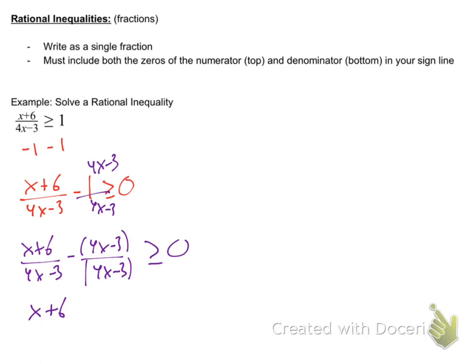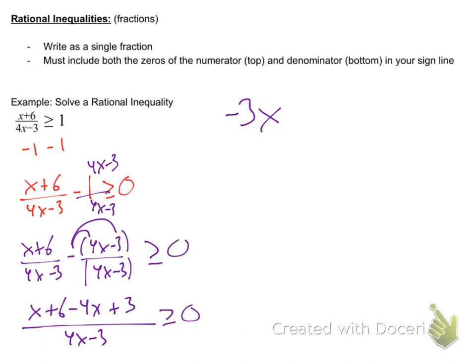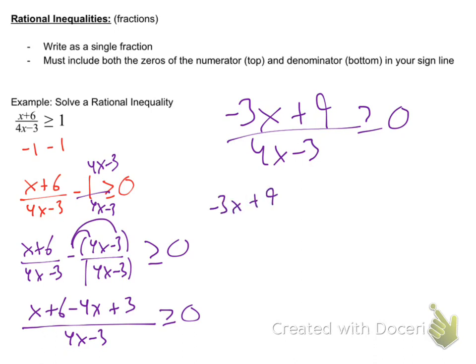So I get x plus 6 all over, and then minus 4x plus 3, and that is over 4x minus 3, greater than or equal to 0. Gathering up like terms, x minus 4x is negative 3x, and plus 9 all over 4x minus 3 is greater than or equal to 0. And now all you have to do is factor the top, factor the bottom, set them equal to 0. Those are your landmarks, those are your critical points. So, negative 3x plus 9 equals 0, or negative 3x equals negative 9, x equals 3, and the bottom, x equals 3/4.